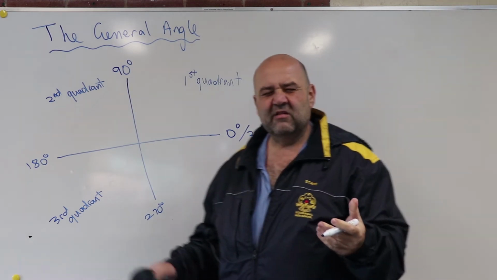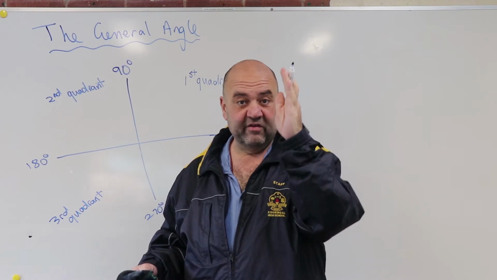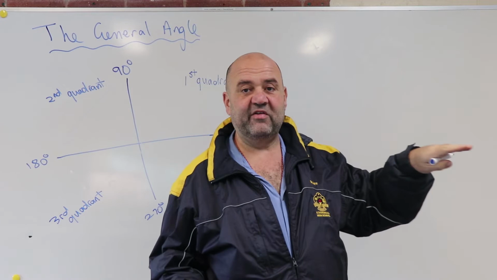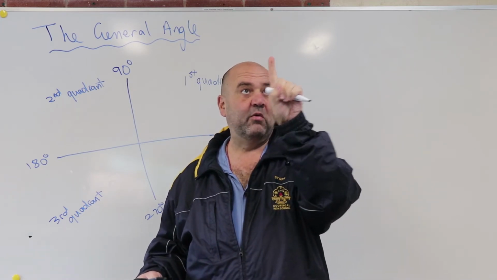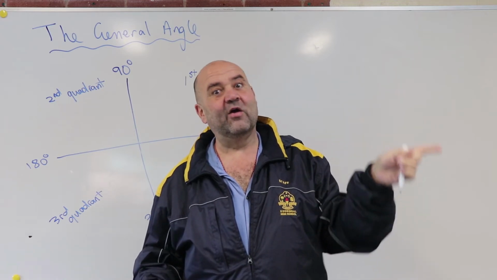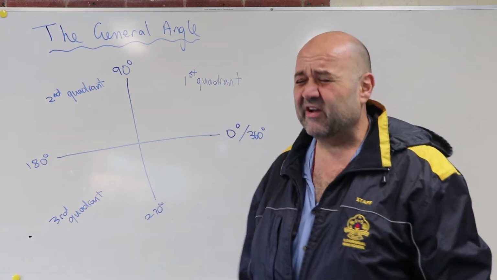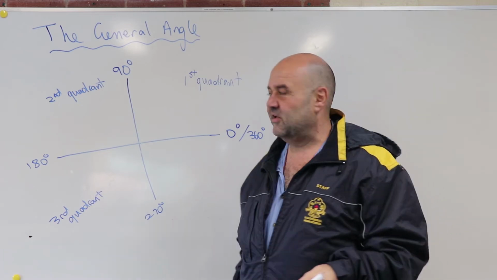So it's a lot like bearings, but with bearings we start off with north being 0. Now we don't start with north being 0, we start with the positive x-axis being 0. And with bearings we went clockwise around. Now we start with the positive x-axis and we go counterclockwise around. So it's just another convention that you're going to need to get yourselves used to.